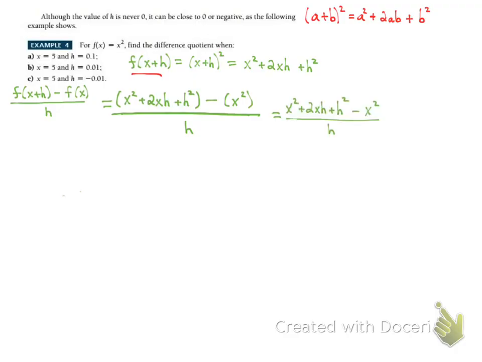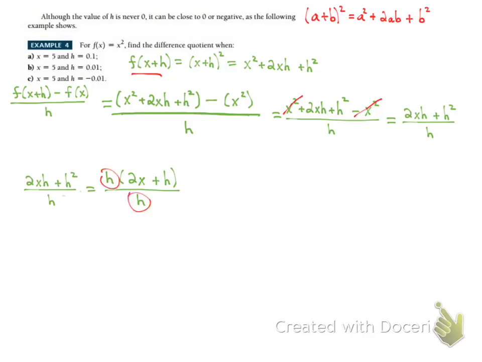We can drop the parentheses to get this, and now we'll see that we have x squared minus x squared, so those terms will go away. And we'll be left with 2xh plus h squared, all divided by h. Now we see that in the top, we have this common factor of h in each term, so let's factor out an h. So if we factor out an h, we can rewrite this as h on the outside times 2x plus h, and then still all divided by h.